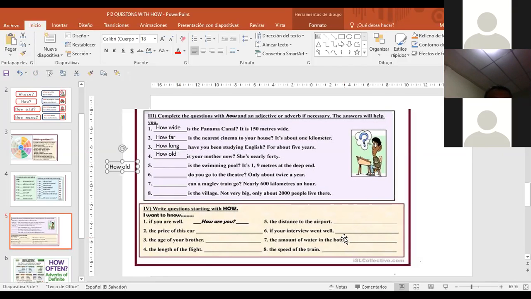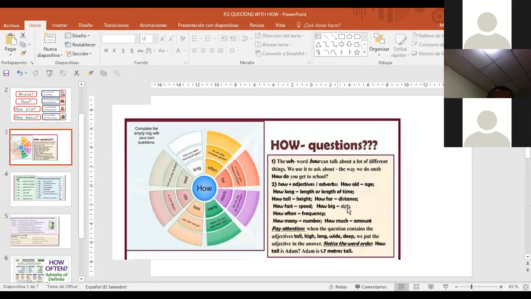Okay, what about number five? How often? Deep. Yes. How deep? It is 1.9 meters at the deep end. But if you revise here, maybe we can talk about length, or maybe we are talking about height, or maybe we are talking about size.